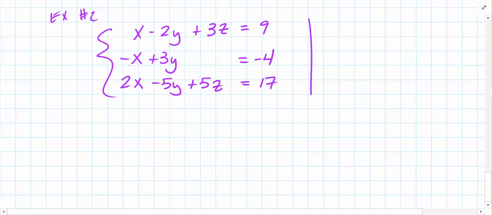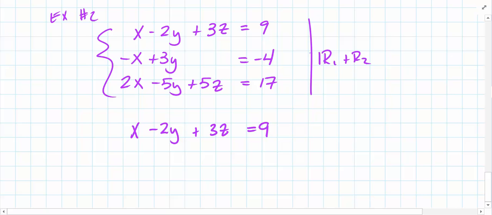We're trying to get a 0 in row number 2 in the first position. So can't we just add row 1 plus row 2? Yes, I can say 1 times row 1 plus row 2. Let's go ahead and do that. Am I doing anything to the top row? No. So I write that down: x minus 2y plus 3z equals 9. I'm doing nothing to the top row.